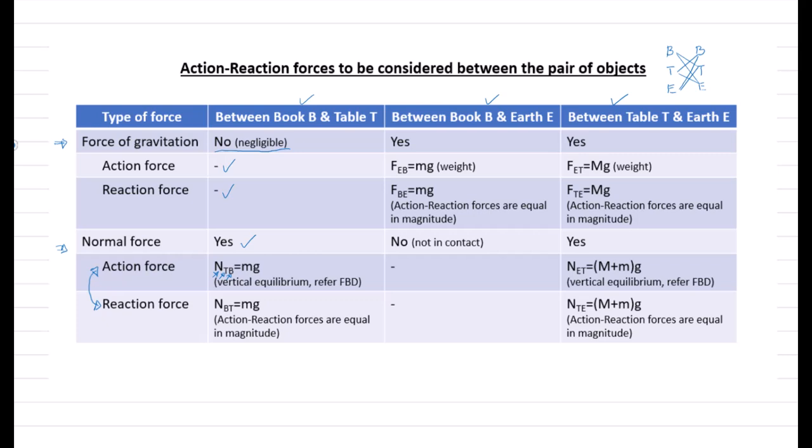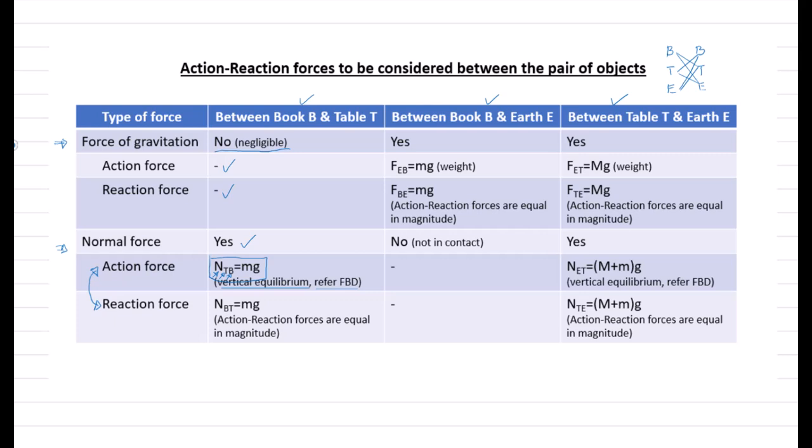Yeah. So with respect to the vertical equilibrium consideration, I'm going to draw the free body diagram a bit later and also the equation. But once we refer to that free body diagram, it's very easy to make out that the normal force by the table on the book will be equal to mg. Yeah, mass of the book times acceleration due to gravity.